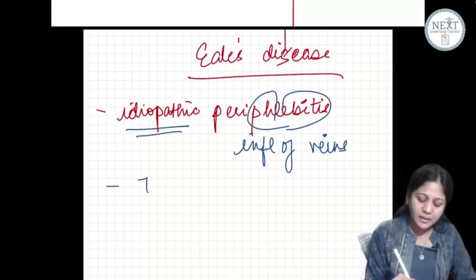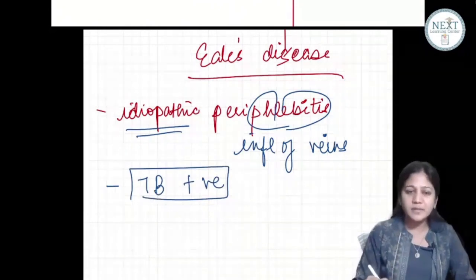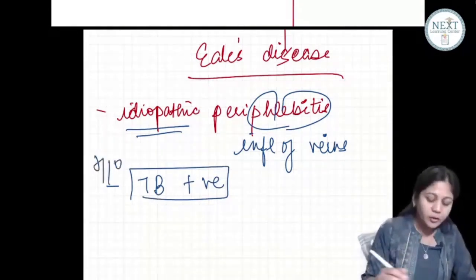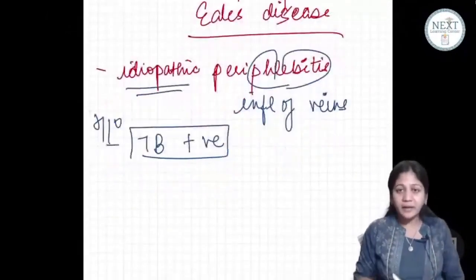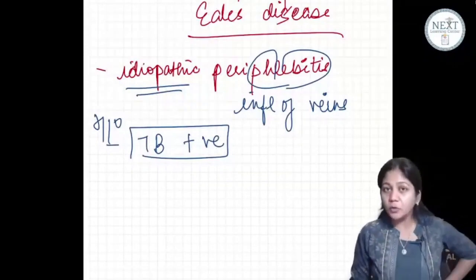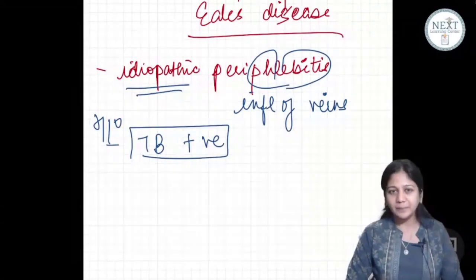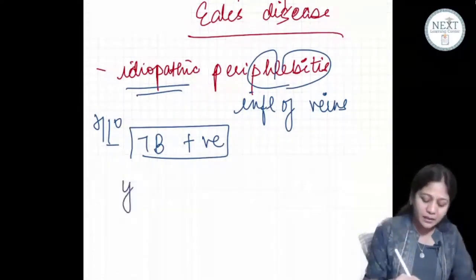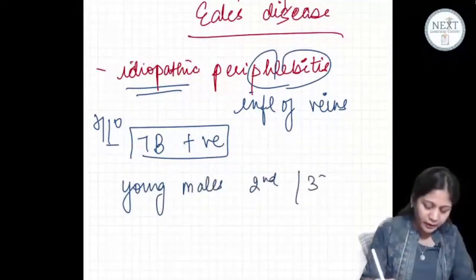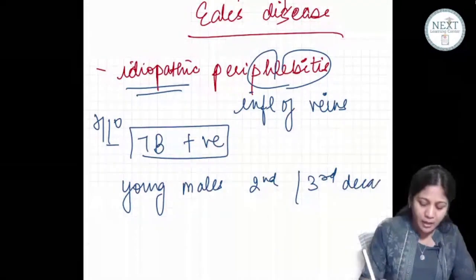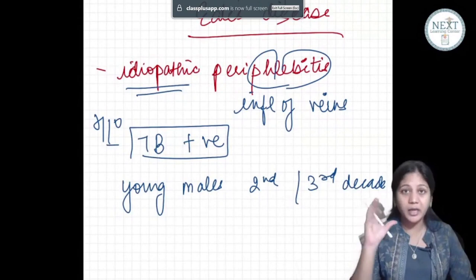Idiopathic. But sometimes you have a history of tuberculosis. Sometimes you may have a history of tuberculosis in the patient. Okay? You remember phlyctenular conjunctivitis? You have a history of tuberculin sensitivity. So here also you can have a tuberculin hypersensitivity. Okay? Now, guys, this mainly is seen in young males in their second or third decade. So at your age typically, 20 to 30 years. So this is your typical age group.